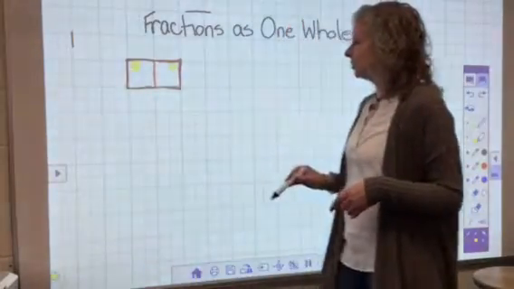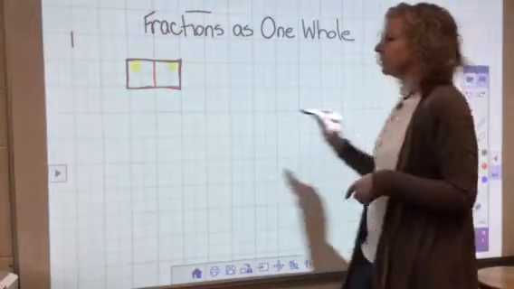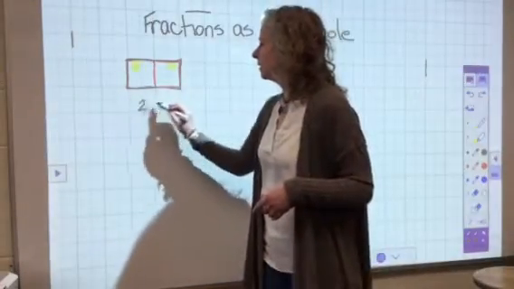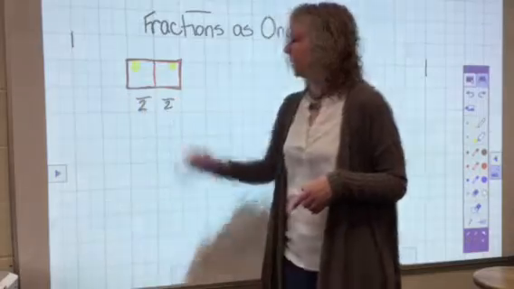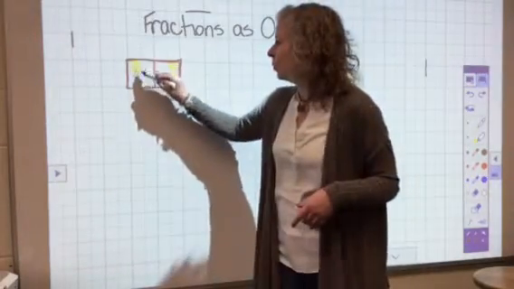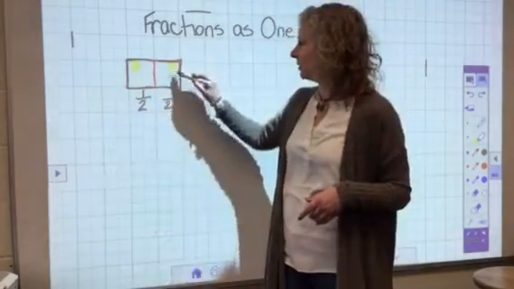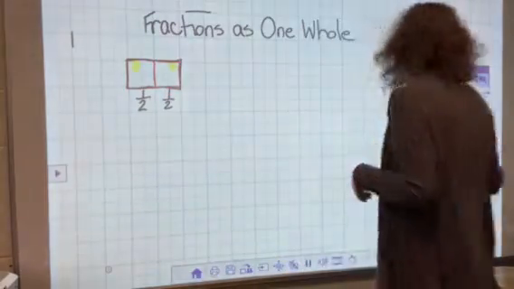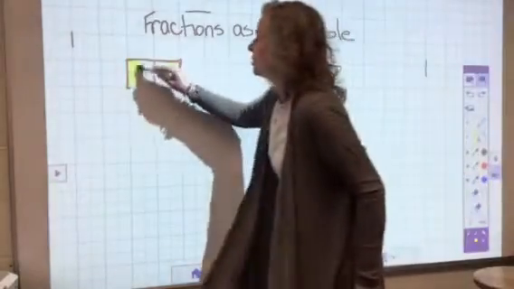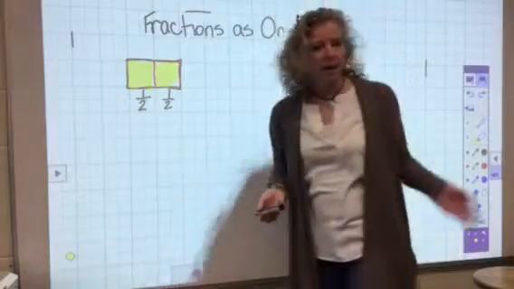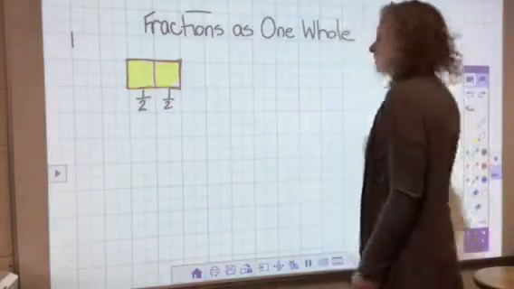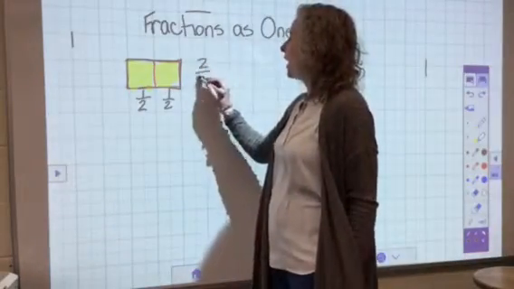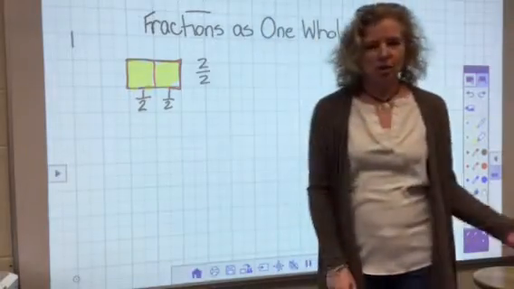1, 2. So what's my denominator going to be? It's going to be 2. This side is 1 out of the 2. This side is 1 out of the 2. If I shade them both, how much is shaded in? Well, 2 halves are shaded in.